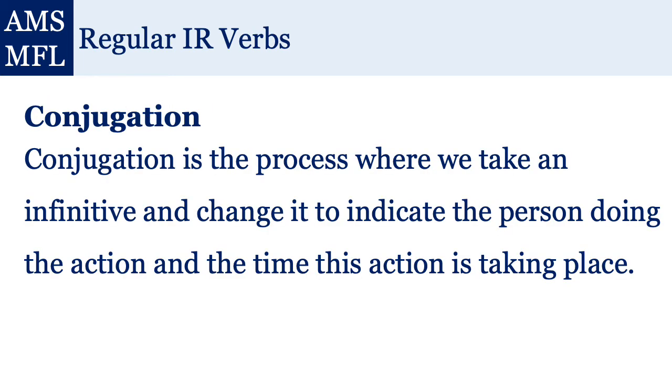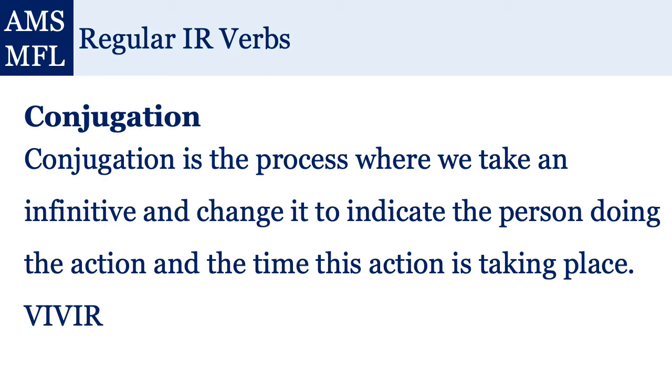Conjugation is, again, a recap on this term. It's the process where we take an infinitive and change it to indicate the person doing the action and the time this action is taking place. Our example for the process in this video is going to be vivir, which is a very common regular verb that you'll see in lots of textbooks when we've got these present tense exercises. It means to live, and hopefully you'll be saying this along with me now because you're sick to the back teeth of hearing me saying it.